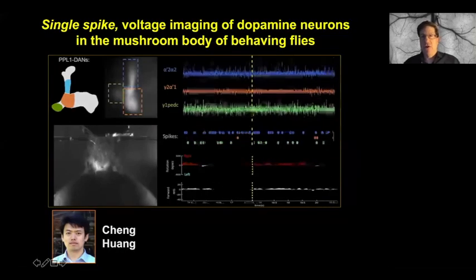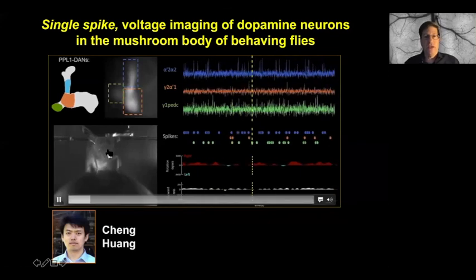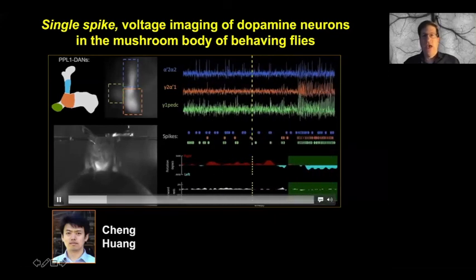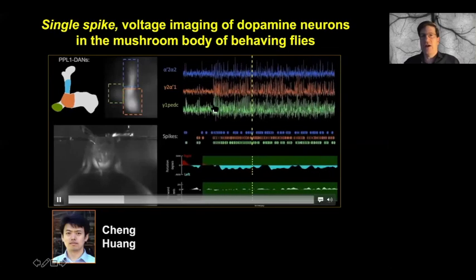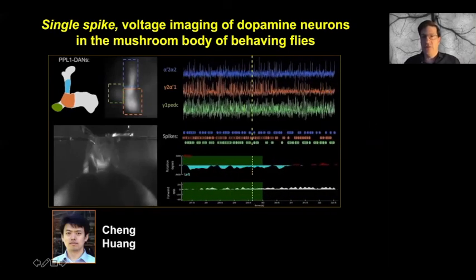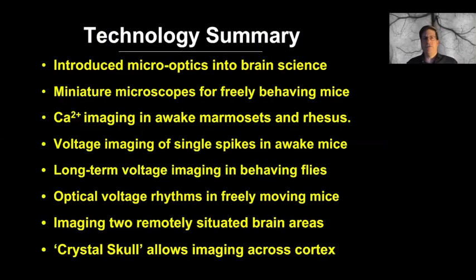So to give you a closing movie of what this looks like, here you can see a head-fixed but behaving fly. And meanwhile, we are using optical voltage imaging to track these spiking patterns in different sets of neurons concurrently. So that's a taste of some of the technologies that we've been working on. Just to sum those up, we've been using micro-optics, as you saw with the miniature microscopes and with the imaging of deep areas. This can be done in freely behaving animals, and particularly in Japan, groups have been doing this in primates. We've been trying to move into voltage imaging, which gives us single spike resolution at very high time resolution as well. And one can also potentially look at voltage rhythms.